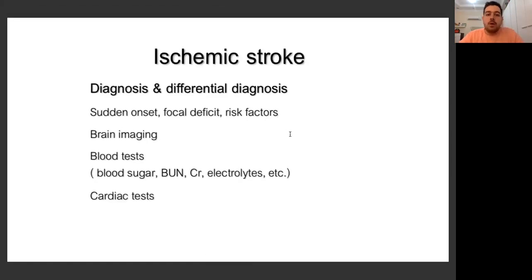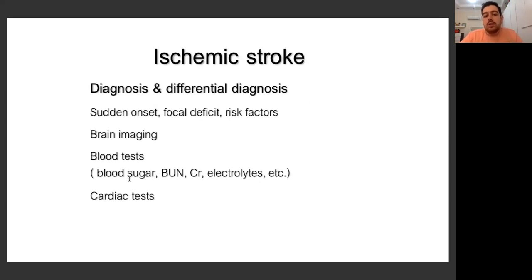Okay. Now, ischemic stroke, you diagnose them if it is an acute onset focal neurological deficit. The patient has a lot of risk factors like diabetes, hypertension, smoking, cholesterol, everything. Once you identify them on physical exam, you go for non-contrast CT. At the same time, you order blood tests: blood sugar, BUN, creatinine, electrolytes, all routine blood tests.